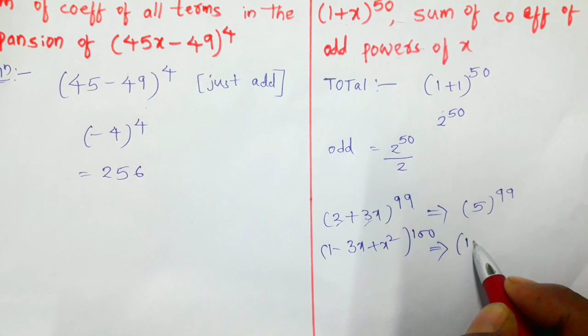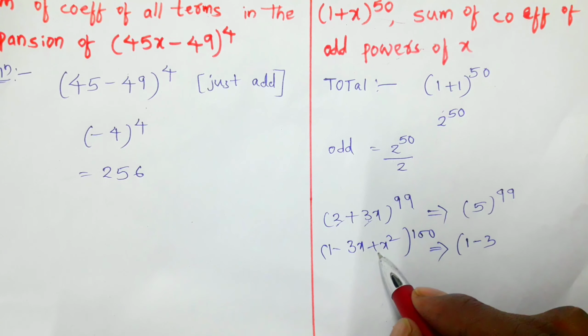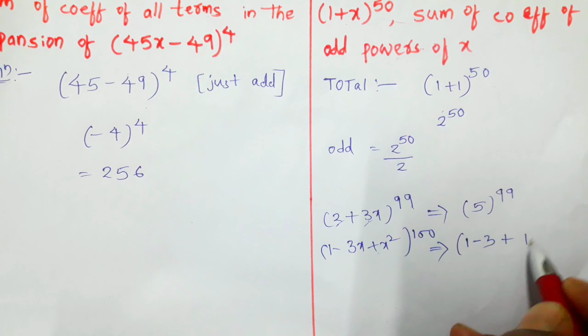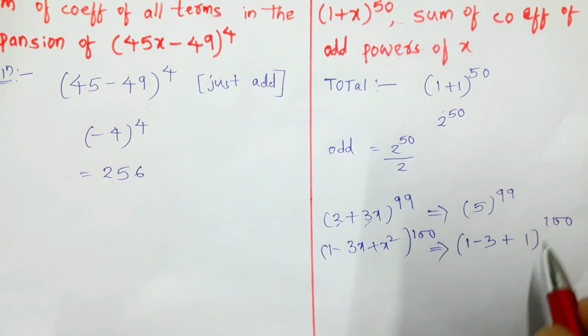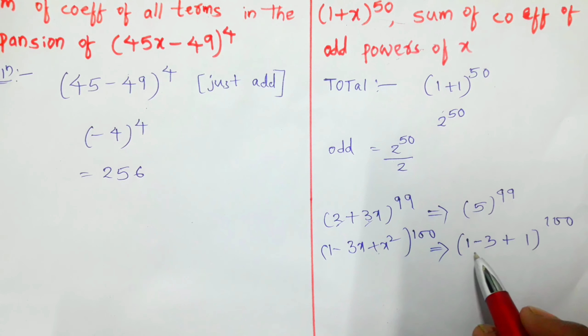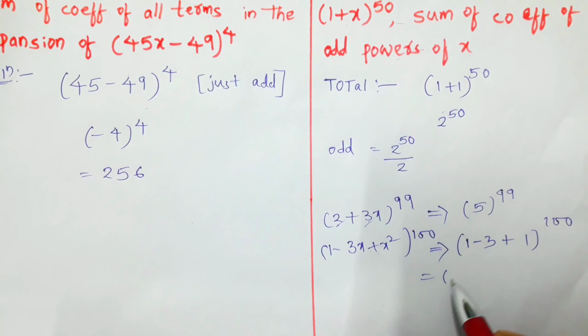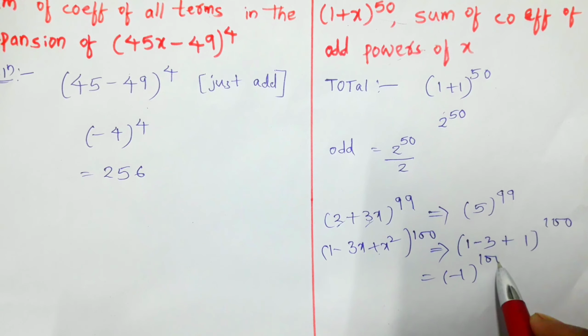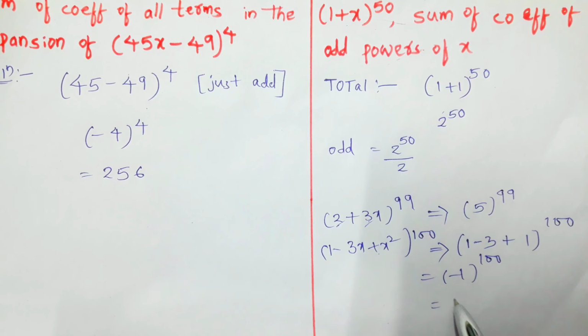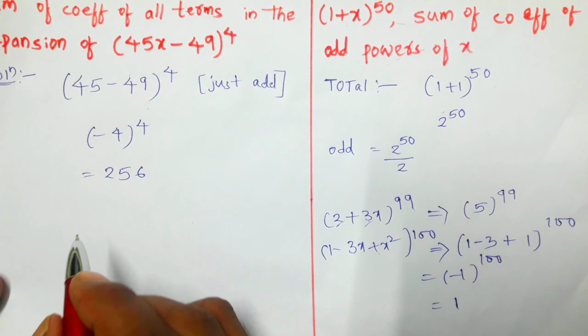Constant is 1 minus 3, and the x square coefficient is 1 plus 1, whole to the power of 100. So the value is 2 minus 3, minus 1, whole to the power of 100. 100 is even, so the value becomes 1. Okay, it is a positive value. In the same way we have another example also.